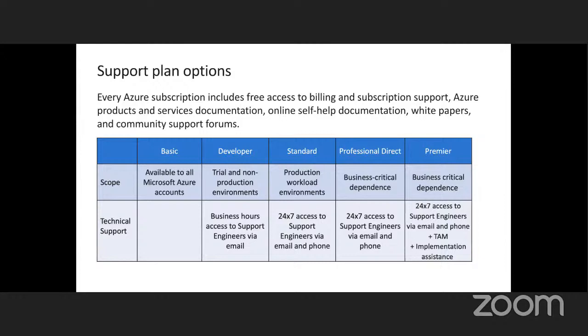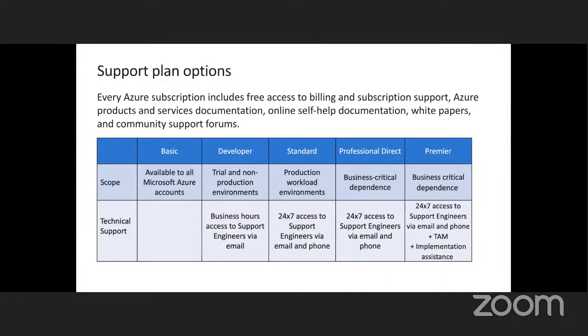The developer plan is for trial and non-production environments. So you're developing, you're testing your infrastructure, you're not in production. Standard is for production workloads. Now we enter the production section. Professional direct is for business-critical dependence, and so is Premier, same thing.